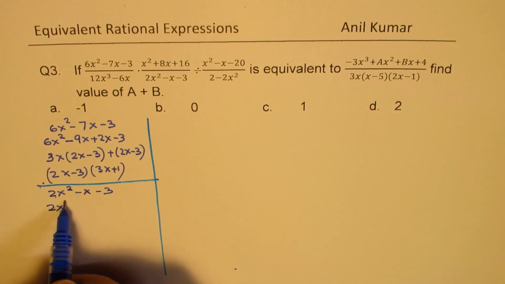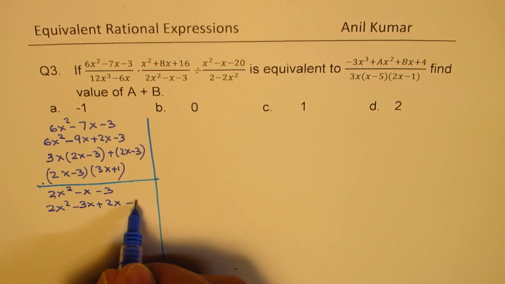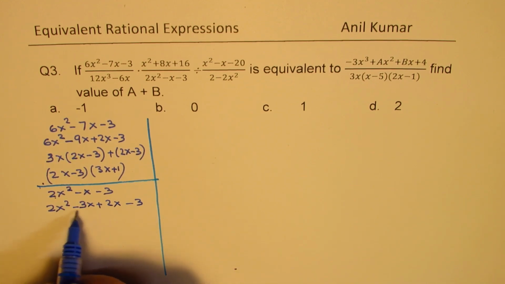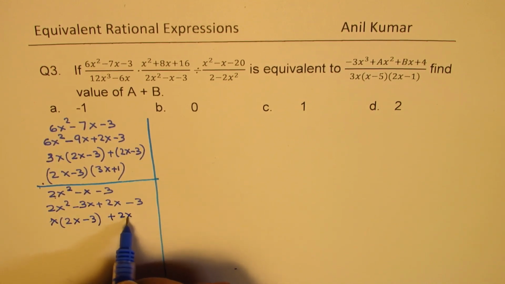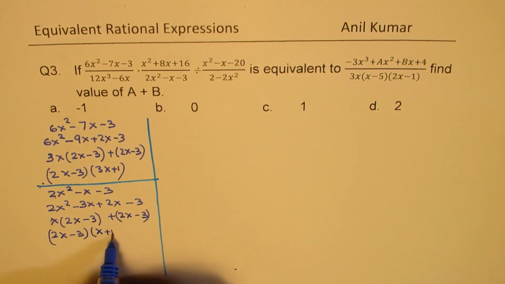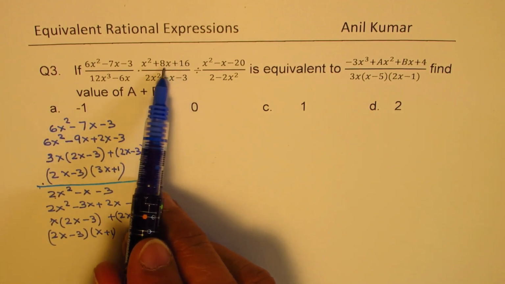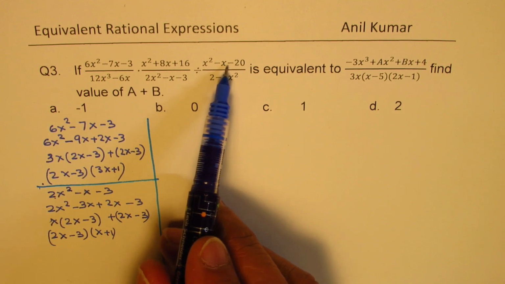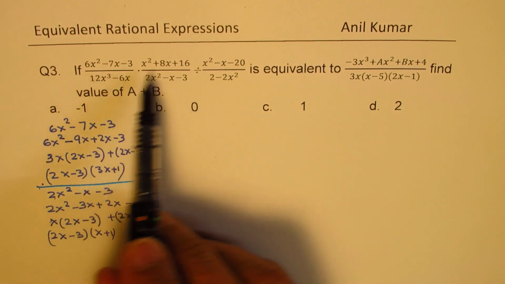So we get 2x squared minus 3x plus 2x minus 3. And so we can take x common. So we get 2x minus 3 plus 2x minus 3. So we get 2x minus 3 as a common factor, and we get x plus 1. Okay, so we know this now. Now this one is a perfect square, and here 5 times 4 can work. So okay. Now let us try to solve this.